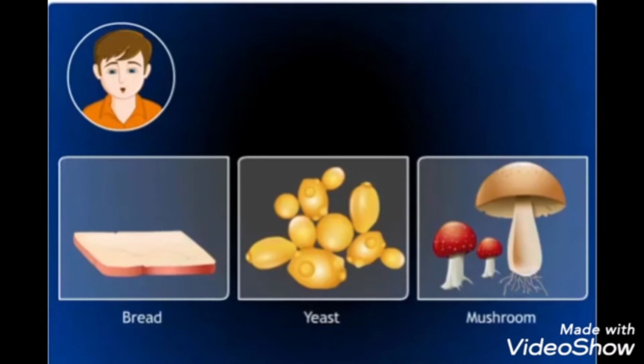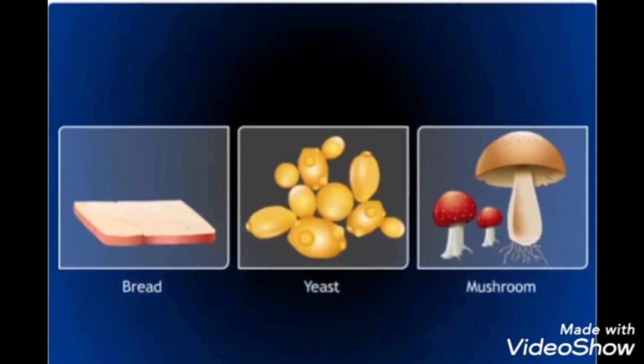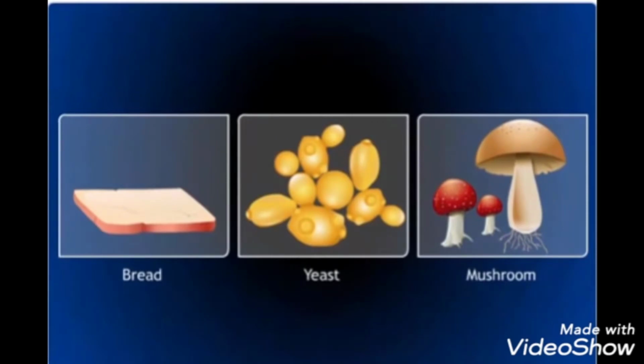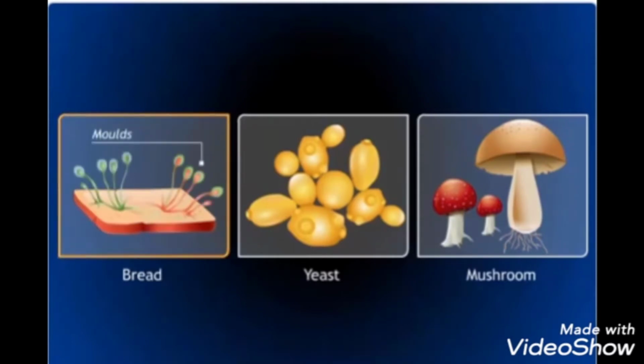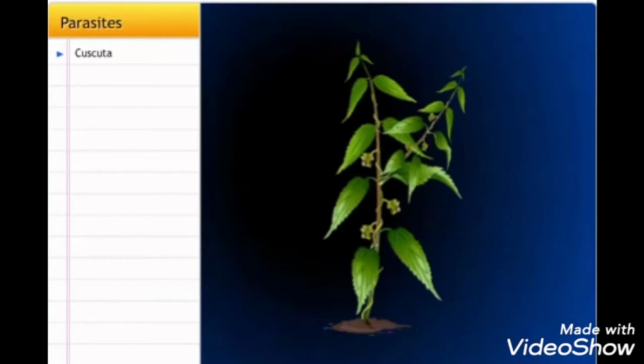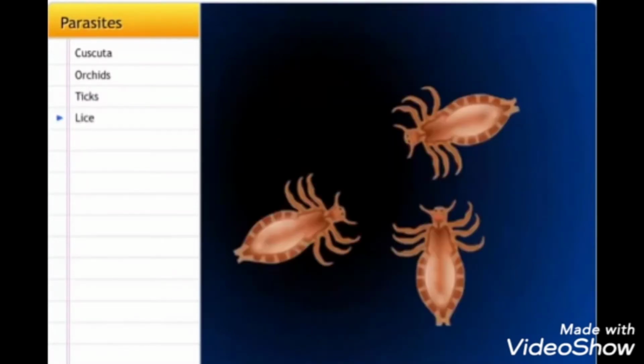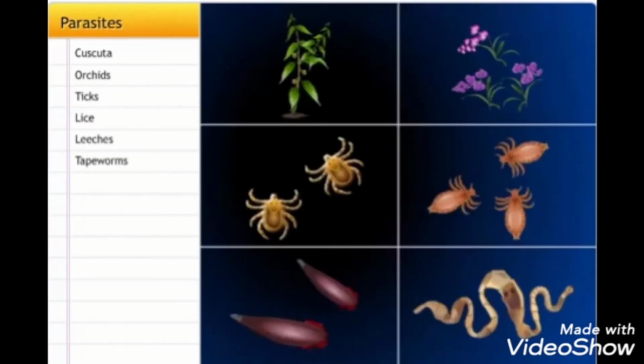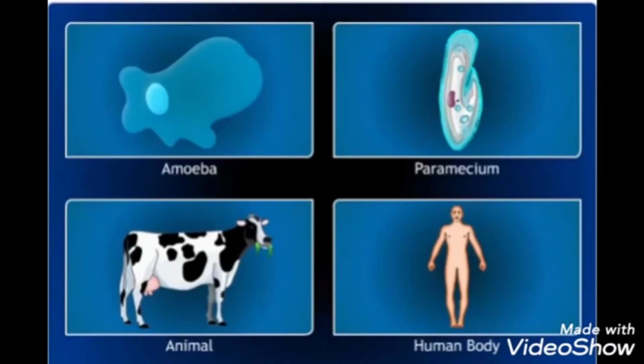Do all heterotroph organisms take food in the same manner? No. Different organisms obtain and ingest their food in different ways. Fungi like bread molds, yeast and mushroom break down non-living organic material outside their bodies before absorbing it. Parasites like cuscuta, orchids, ticks, lice, leeches, tapeworms take their food from living plants or animals without actually killing them. Let's see how animals take in complex food and break it into simpler forms inside their bodies.